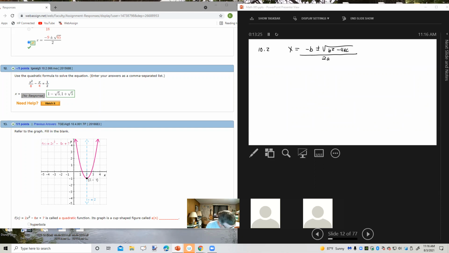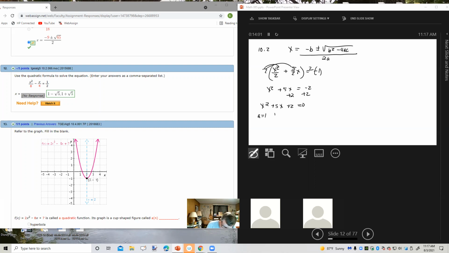Let's do this one. x squared over 2 plus 5 over 2x equals -1. Okay, so I'm going to clear the fractions by multiplying everybody by 2. So I get x squared plus 5x equals -2. Adding 2 to both sides of the equation, x squared plus 5x plus 2 equals 0.